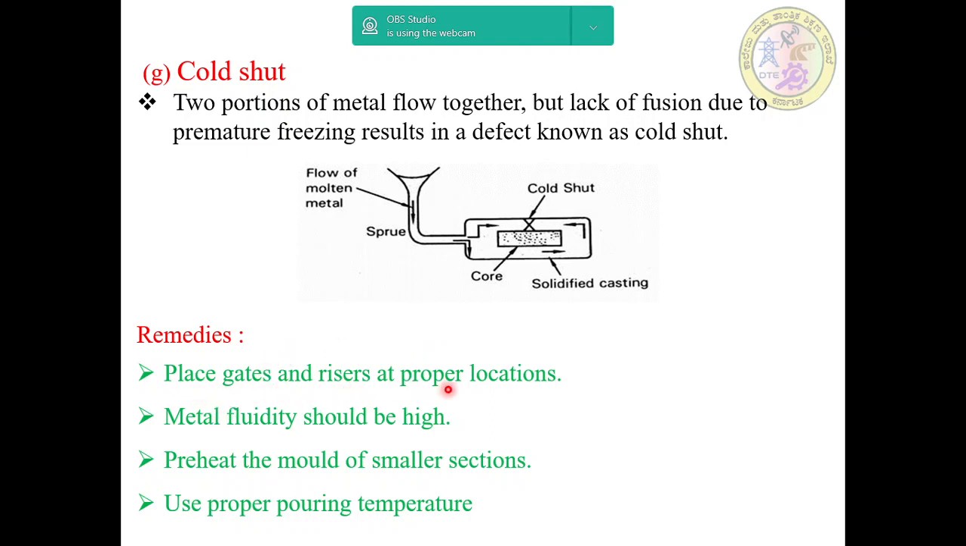Place gates and risers at proper locations, and then metal fluidity should be high. Preheat the mold for smaller sections. Use proper pouring temperature. These are the remedies to overcome this cold shut.